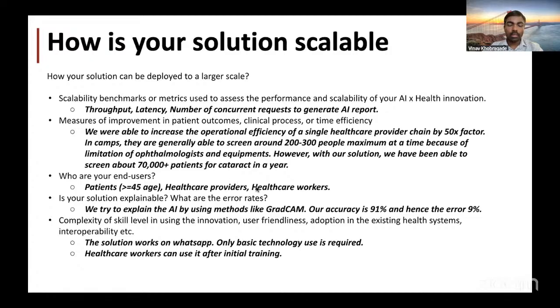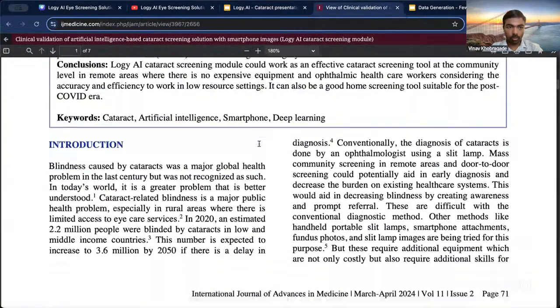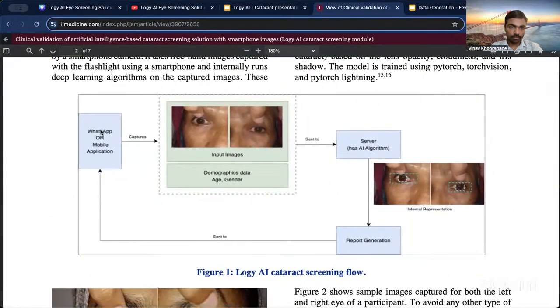So I'm also sharing a paper that we have published. This is how it works, right? We have this WhatsApp or mobile application. We send the images of their eyes, and we also take information on their demographics, age, and our algorithms have been trained to detect the eyes and properly capture the features that are required to detect cataract, right? And that is how we are able to generate the report.